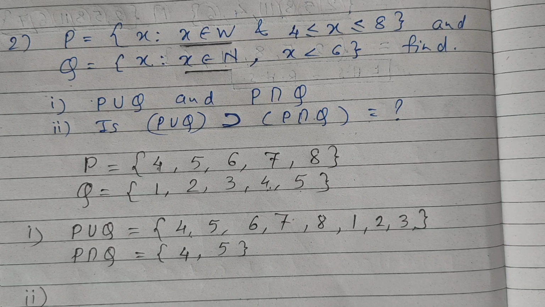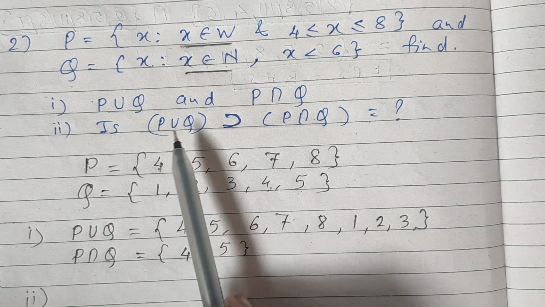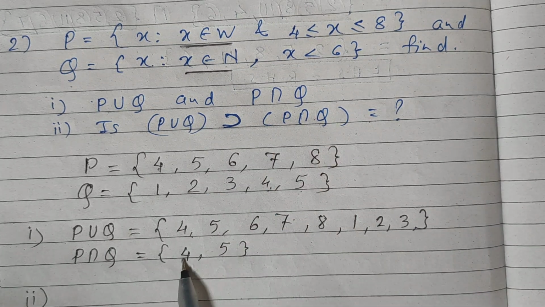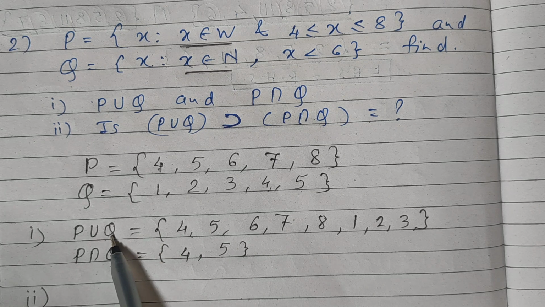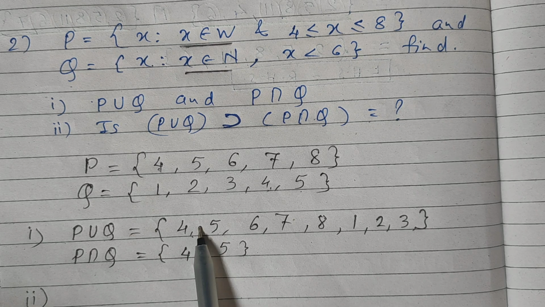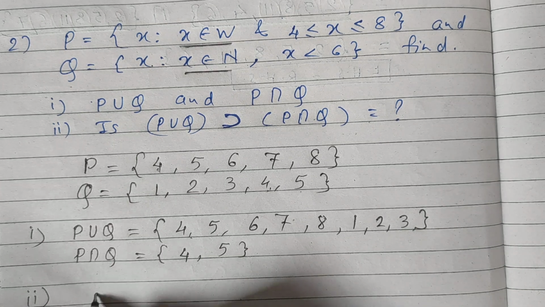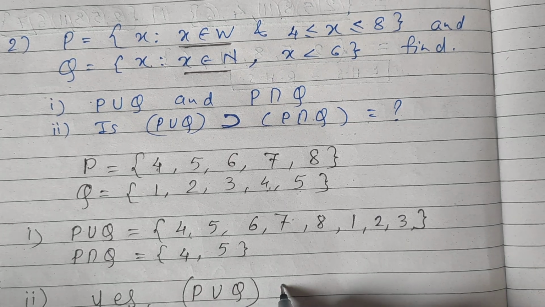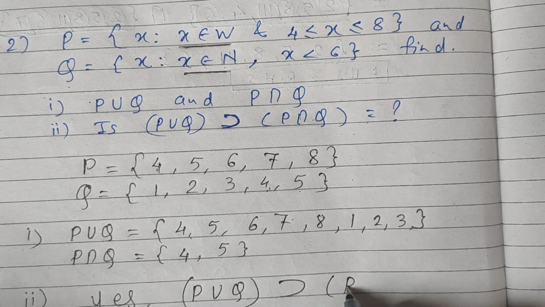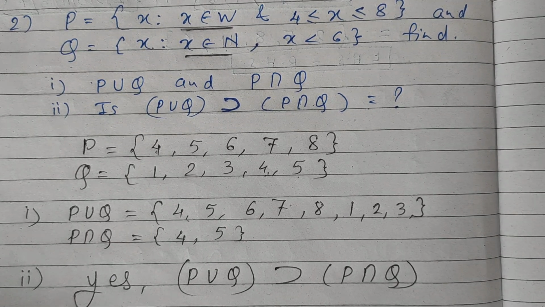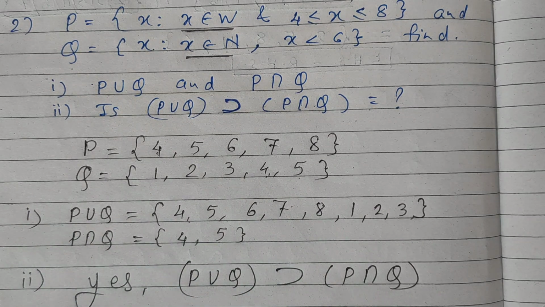Second, is P union Q, our first set, a superset of P intersection Q? Yes, because P union Q is the greater set and P intersection Q is the smaller set. All the elements of P intersection Q are present in P union Q. So what will we say? Yes, P union Q is a superset of P intersection Q. Got it? So this is the solution for the second part.